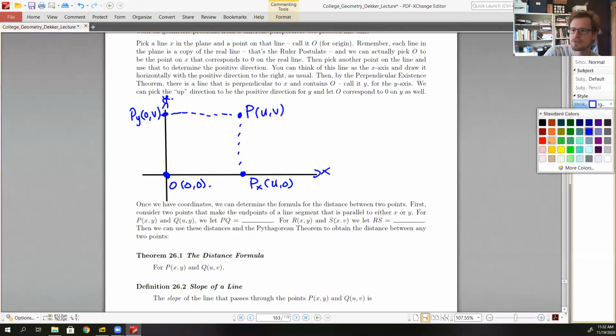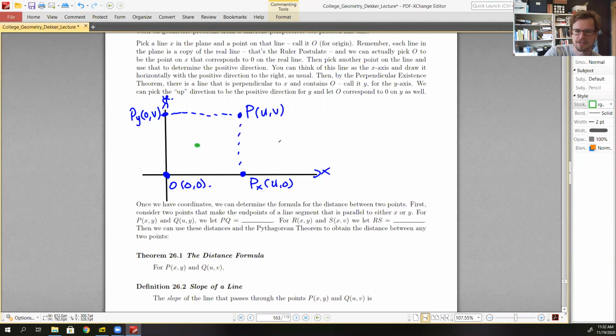When we have 2 points that are, let's say here and here, so they have the same y coordinate but different x coordinates, then the distance between them is just the change in the x values. So when we have the same y value and different x values, then the distance between those 2 points is simply the change in those x values.